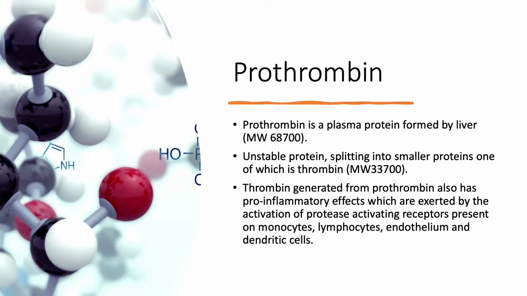Prothrombin is a plasma protein formed by the liver with a molecular weight of 68,700. It is an unstable protein splitting into smaller proteins, one of which is thrombin. That molecular weight is almost half of it, 33,700. Thrombin generated from prothrombin also has pro-inflammatory effects which are exerted by the activation of protease activating receptors present on the monocytes, lymphocytes, endothelium, and the dendritic cells.